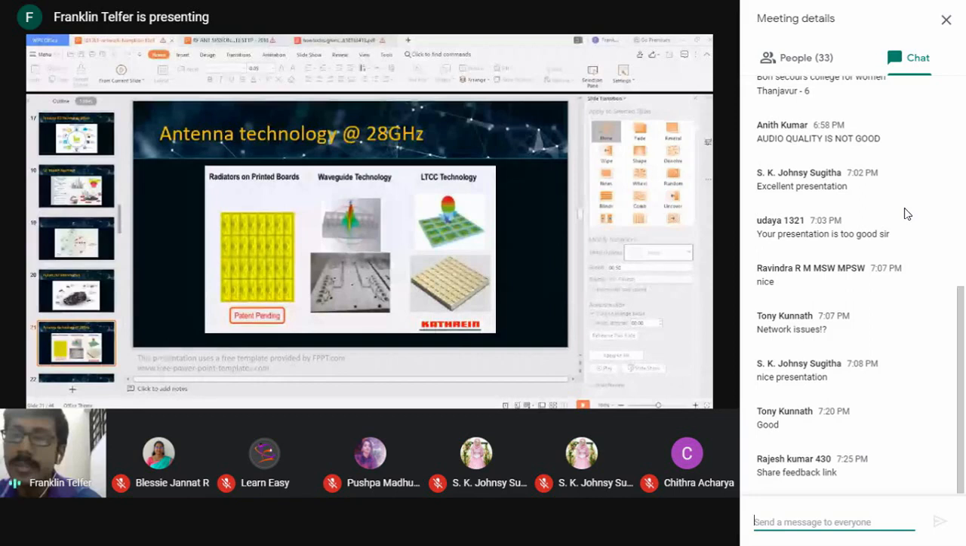So you have to decide what application you are going to use and what kind of antenna you are going to use. By this you can select the hybridization solver in your software. Your software has the option of FEM or FDTD or MoM. Likewise, you can design and simulate.